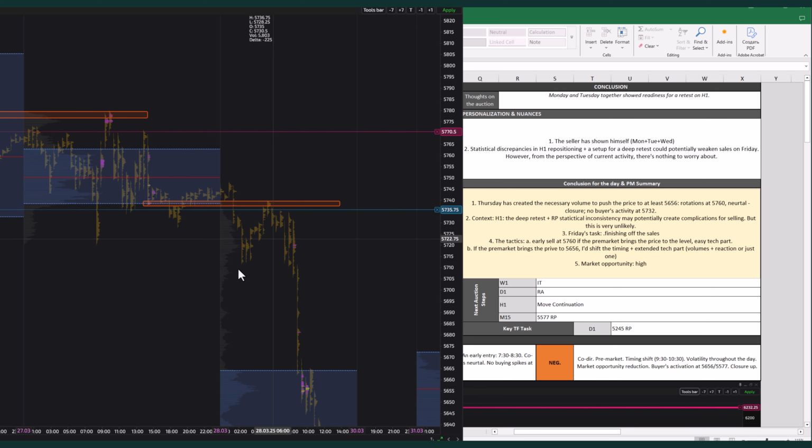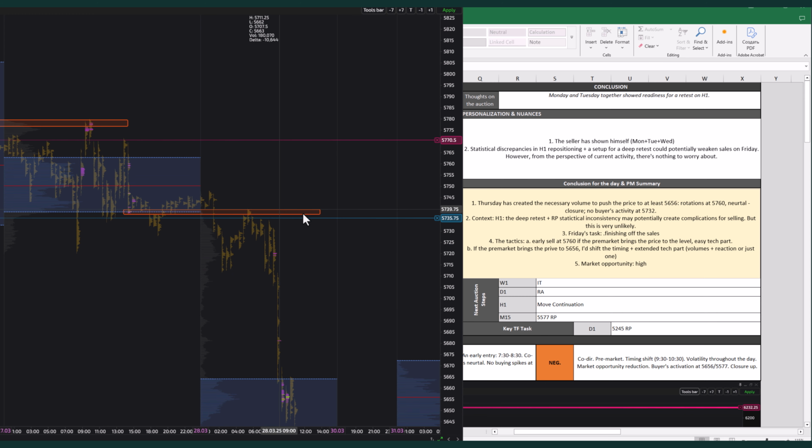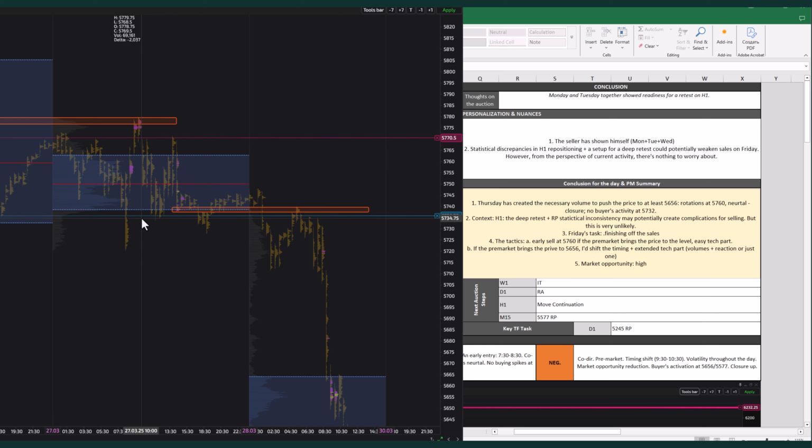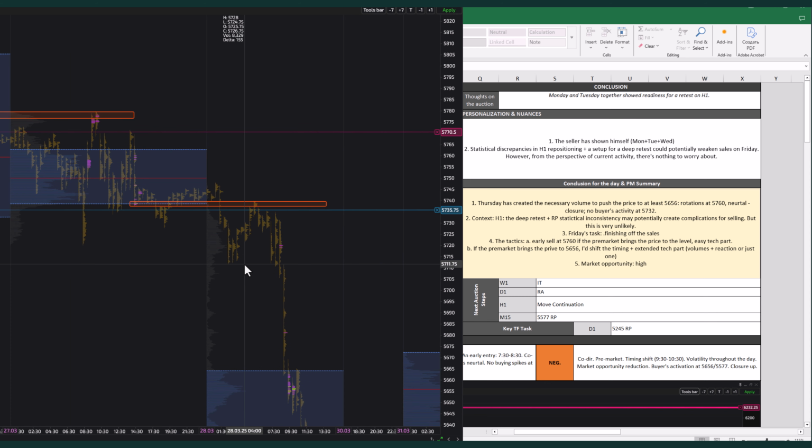But what happened here? Let me explain. The pre-market already gathered volume below the value area of the previous day. So this day showed that everything is ready, everything is prepared for the sell move, and there was nothing to think about. And the market opportunity, yes, was high. And that's it. That's what I did.